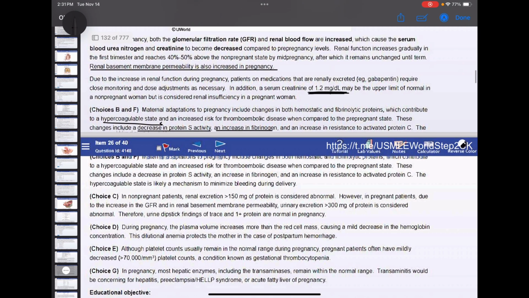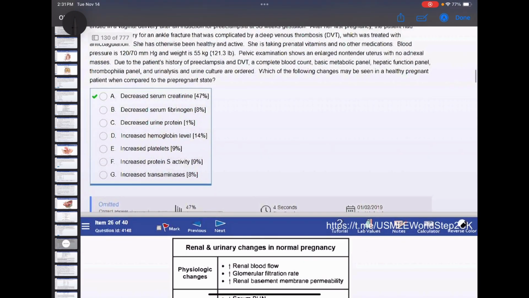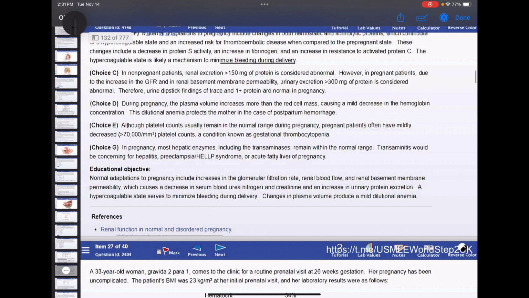So even though it causes some risk towards DVT and the hypercoagulable state towards clotting, it also minimizes bleeding during delivery. So protein S activity is decreased, not increased, and serum fibrinogen increases in pregnancy.